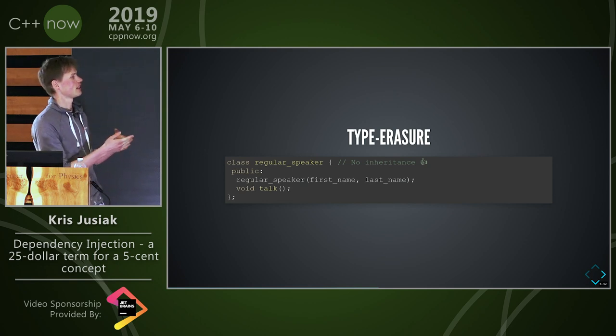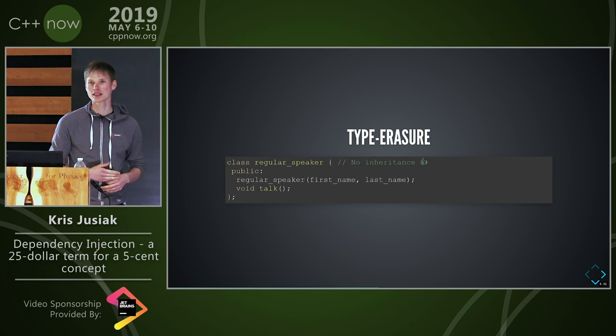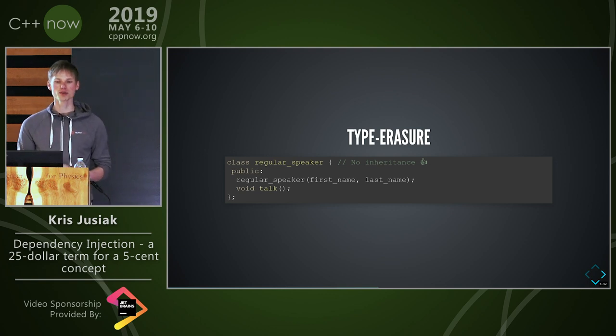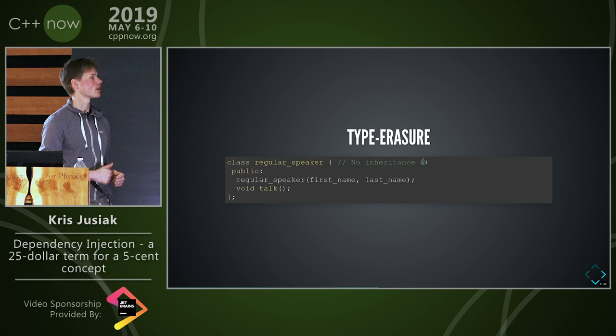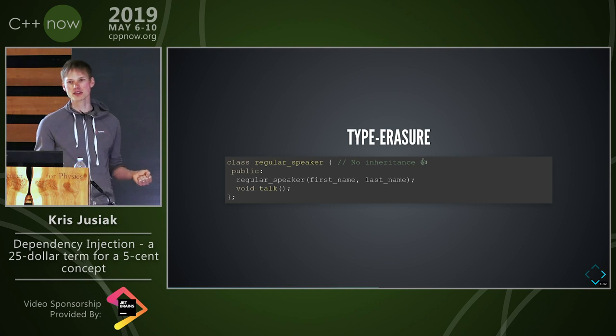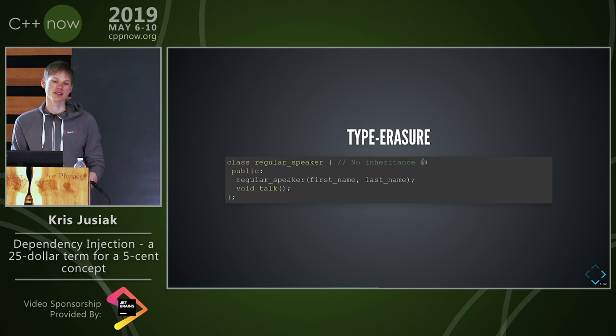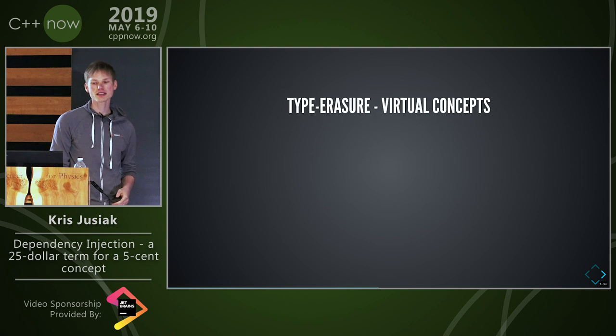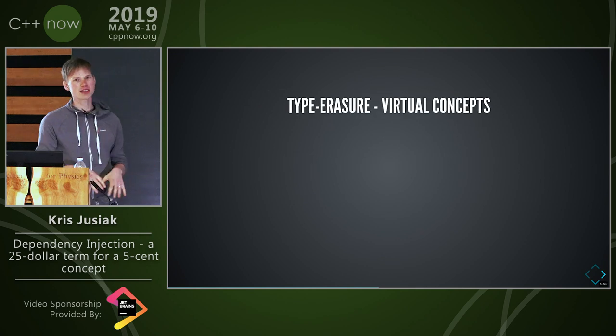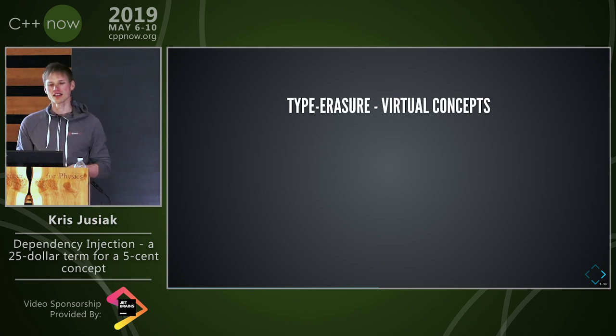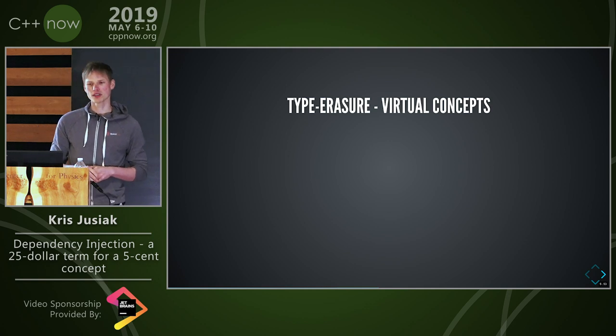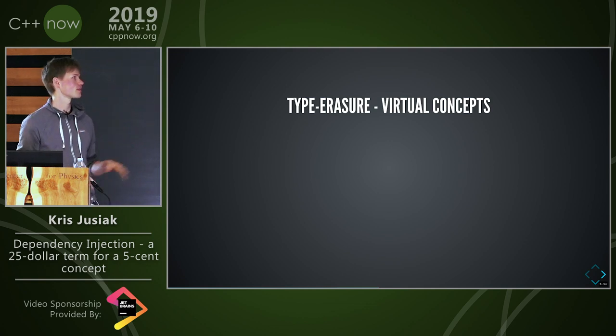And type erasure, the idea is that we won't have the inheritance here. So we're not coupled to the interface anymore, which is good because not having this coupling is better. Less coupling is always better than more coupling. So having that, we can use, for example, virtual concepts. That's just the idea from a proposal a few years ago, which probably never happens. But I just liked it.